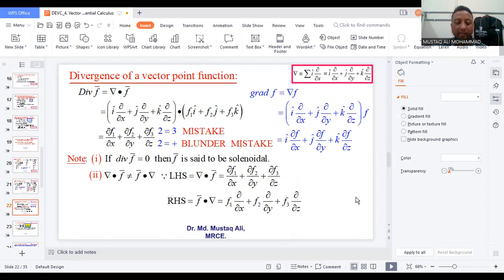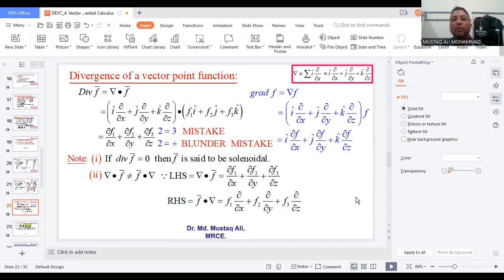Del dot. Clearly, there are two products we have for the vector point function, that is dot and cross. Both are different. So here applying the del and f, in between these we are applying the dot product. So del dot f bar is equal to del, i bar dou by dou x, j bar dou by dou y, k bar dou by dou z is our del value, dot f bar value. Suppose that f1 i bar, f2 j bar, f3 k bar. Then this product of these two, what is that?